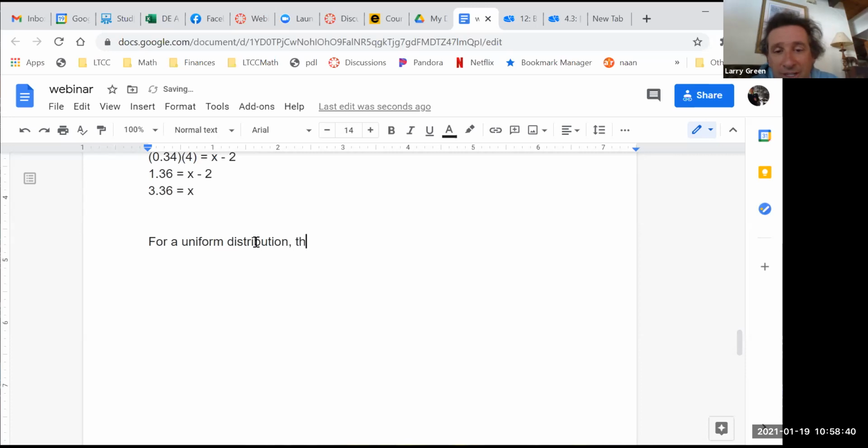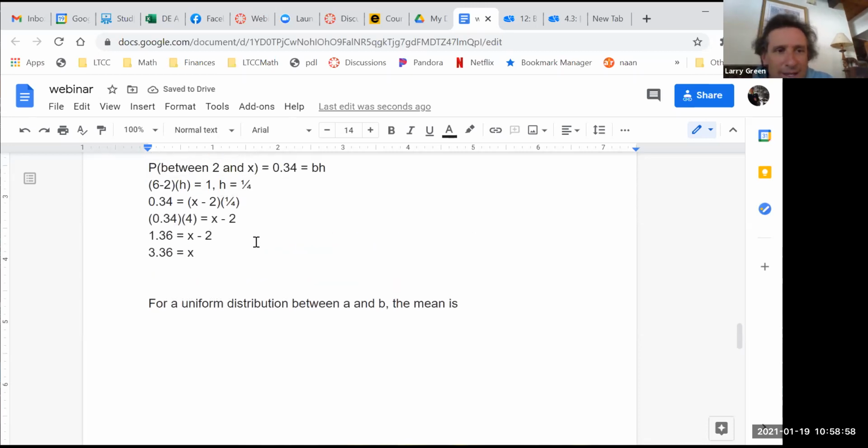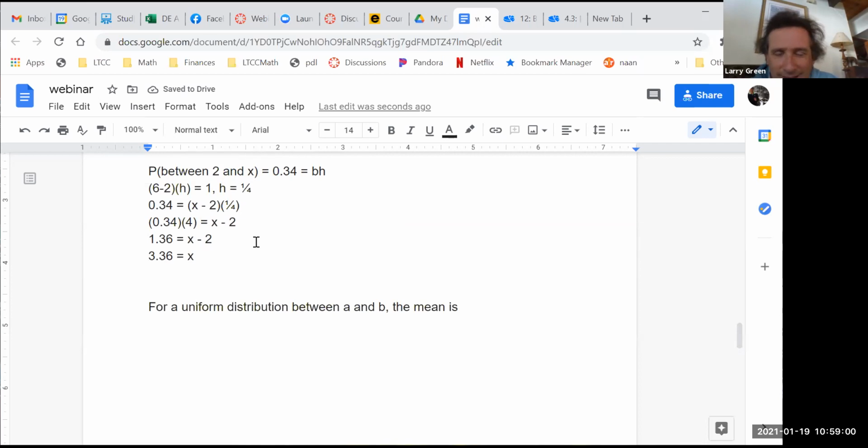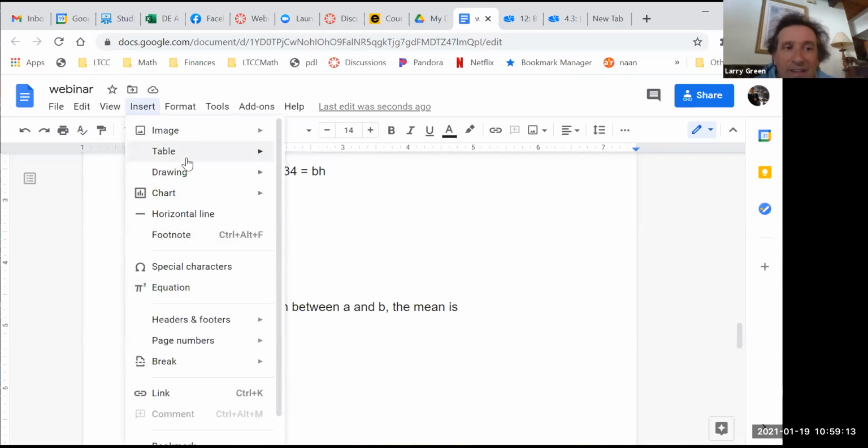For a uniform distribution, between A and B, a distribution always has a left and a right. The mean is easy, actually. The mean and the median are the same because it's symmetric.